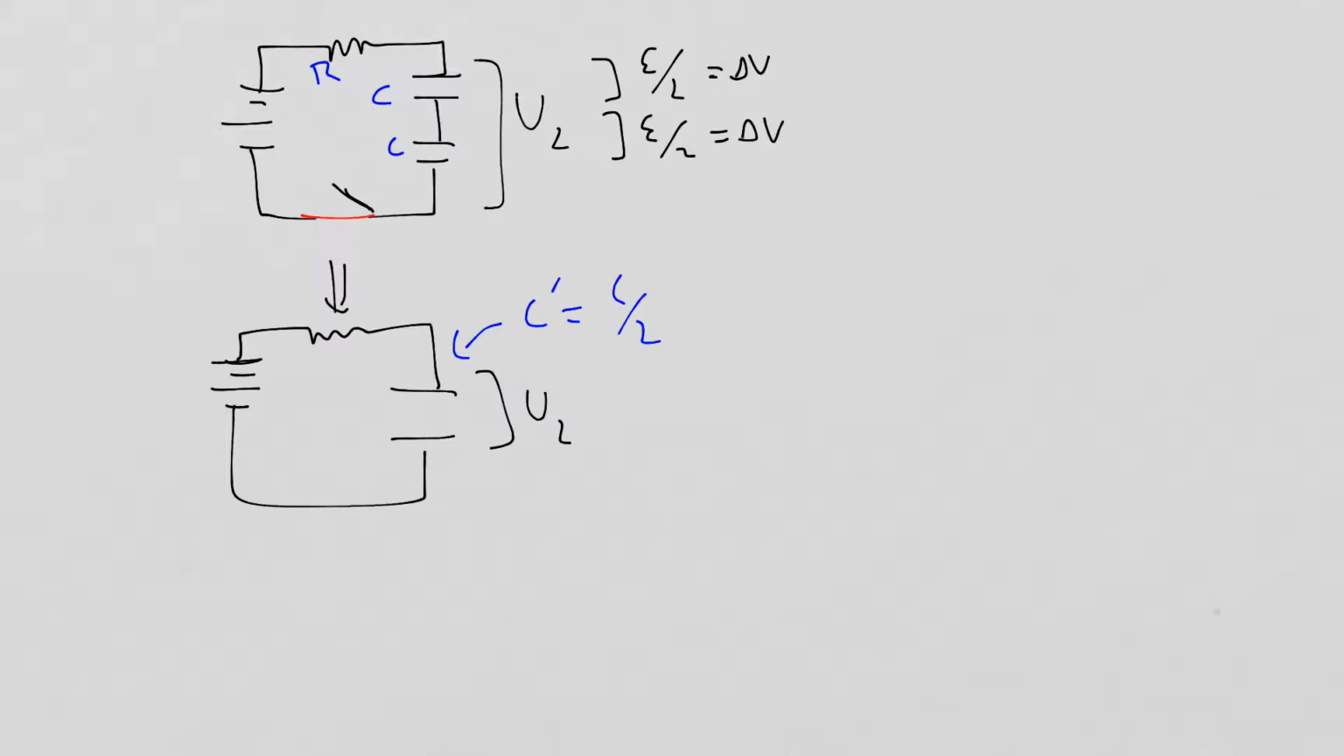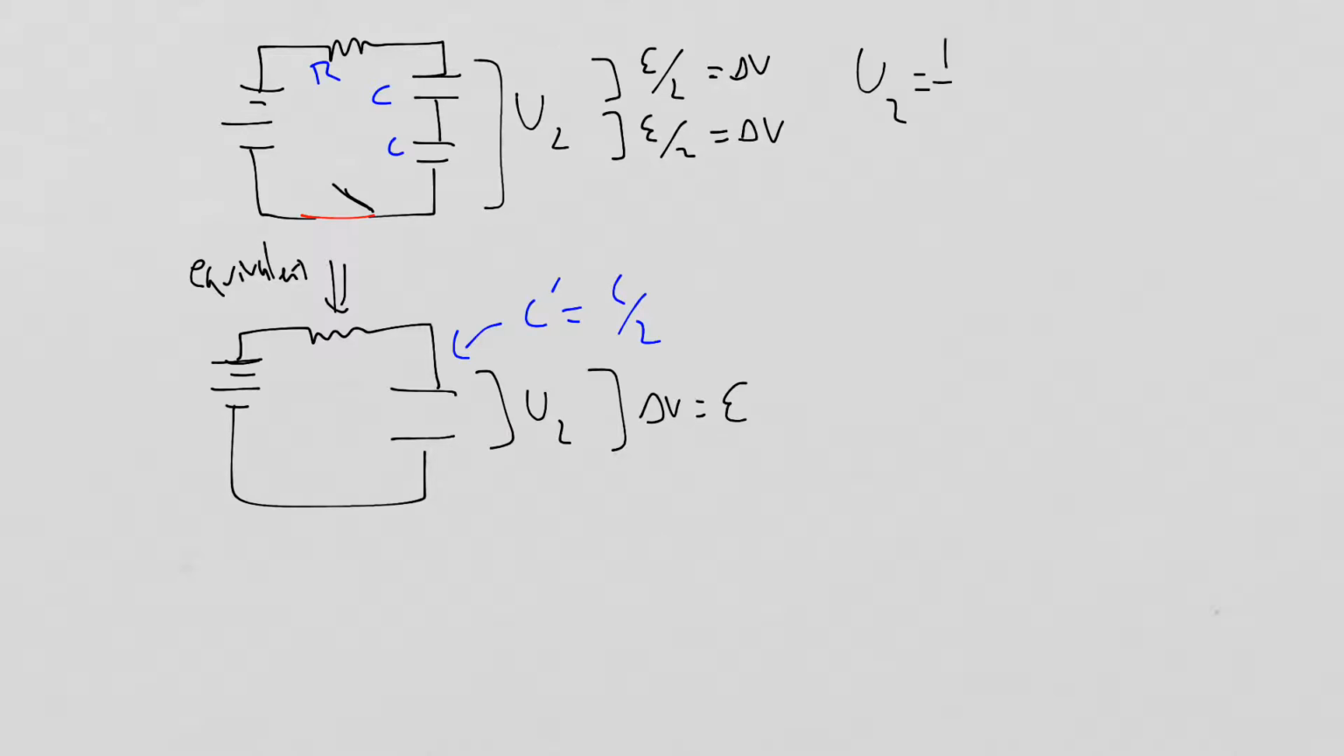If you do that, 1 over C plus 1 over C inverse, you get 2 over C inverse, which is C over 2. And then this one has delta V equals epsilon, because there's just one capacitor. Either way, we can calculate U2. In either case, it's exactly the same, fortunately.